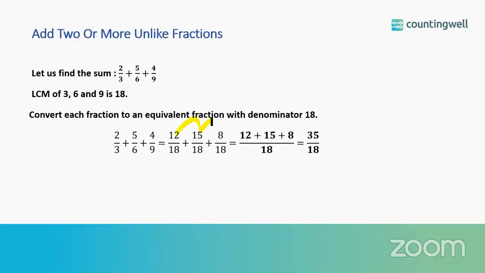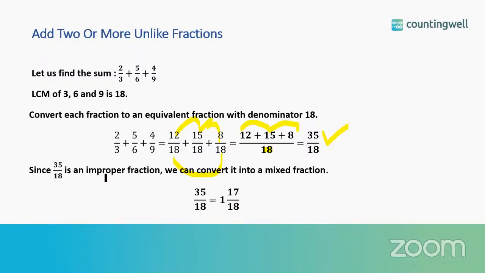So 12 by 18 plus 15 by 18 and 8 by 18. If we add these three fractions, we have to add the numerators and keep the denominator the same. So we have 35 by 18. If you want to convert it into a mixed fraction, you just have to divide 35 by 18. Write the quotient here and the remainder here, and keep the denominator the same. So in this way, 35 by 18 is equal to 1 and 17 by 18. So this is your final answer in the mixed fraction form.